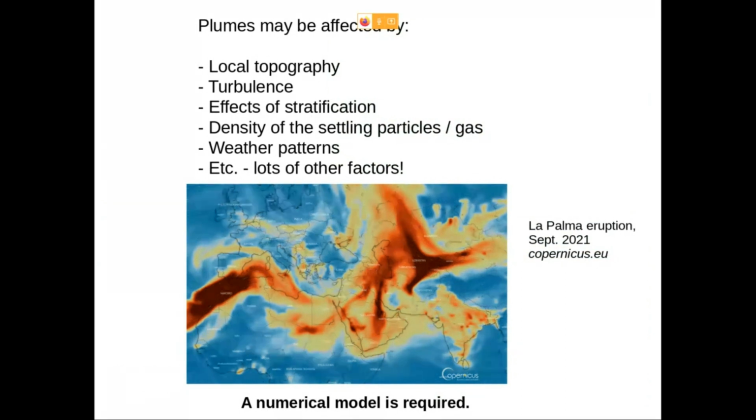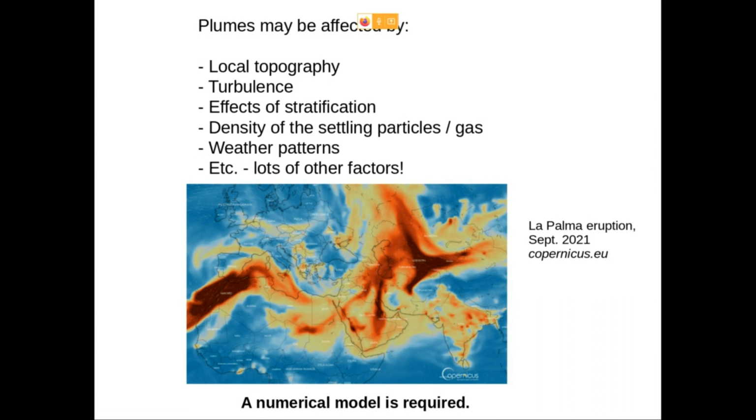to do this in a more complicated situation, for example, over a country with complicated geography, or where there's lots of turbulence, or where the atmosphere may be stratified. Stratification here refers to the way that the temperature changes with height. You may also have ash particles, for example, or gas itself settling due to its inherent density. Weather patterns might also move the pollutant around in complicated ways. So to do this properly, it does require a full numerical model.